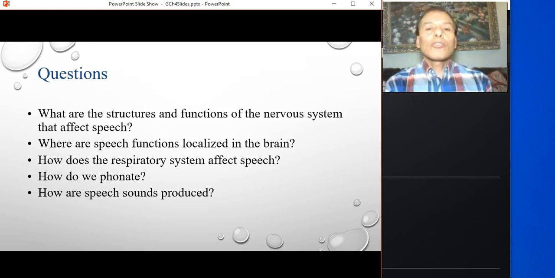So we'll speak about the structures and functions, or basically the anatomy of the nervous system, and also, for example, how there are certain areas in the brain that are dominant for language and make language possible, or make communication, speech, language, and communication generally possible. You look at the respiratory system and the phonatory system, and also speech articulation.